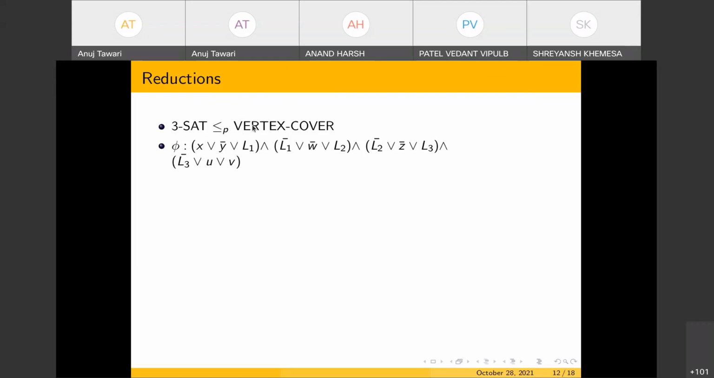So this is some random 3-SAT instance. You have all these clauses, no limitation on the number of clauses, and there are only three variables per clause. Now you are given this instance of 3-SAT, and you want to reduce it to vertex cover in some graph. So some satisfying assignment to this 3-SAT instance should correspond to a vertex cover in our graph. So how should we do this reduction?